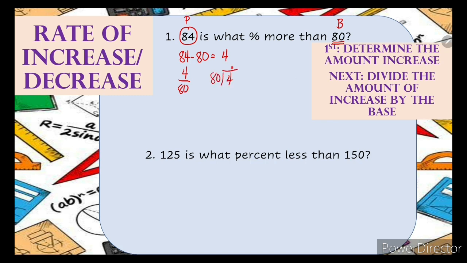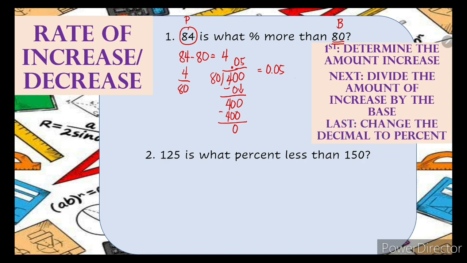So, bawal. Mag-decimal point tayo para madagdagan ng 0. 40 divided by 80 is 0. 0 times 80 is equal to 0. 40 minus 0 is equal to 40. Dagdag ulit tayo ng 0. Bring down 0. 400 divided by 80 is equal to 5. 5 times 80 is equal to 400. 400 minus 400 is equal to 0. So, our answer is 0.05.